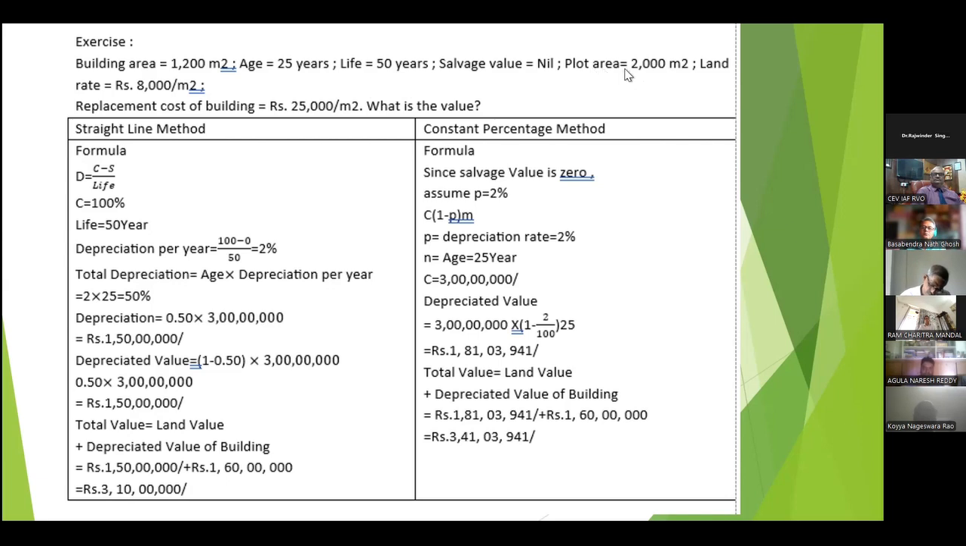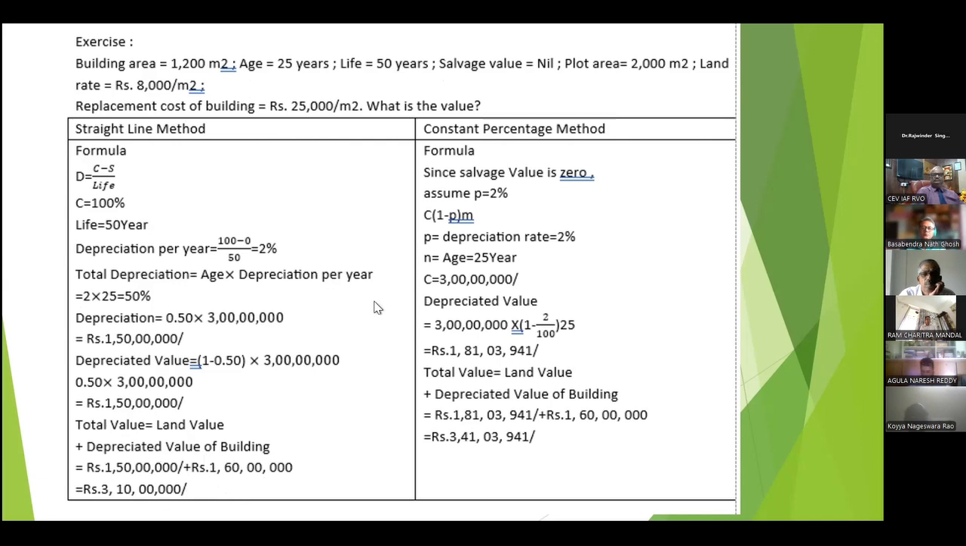Plot area is 2000 square meter and land rate is 8000 per square meter. So cost of land will be 2000 into 8000, 1 crore 60 lakhs. So total value is land value plus depreciated value of the building, which is 3 crore 10 lakh, which you have calculated with the straight line method.